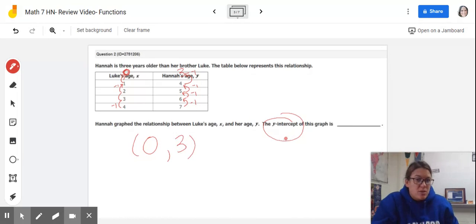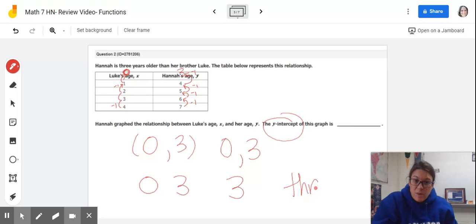So there were a lot of different answers you guys could have put for this. You could have put it like this and it would have been accepted as correct. With no comma was correct. Just the number 3 was correct, if you spell out the number 3. So they took a lot of different answers for this one. The ordered pair probably would have been the best, but they accepted any of these as an answer. That's the y-intercept of that table.